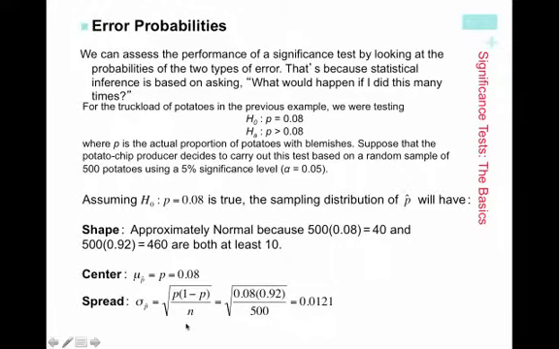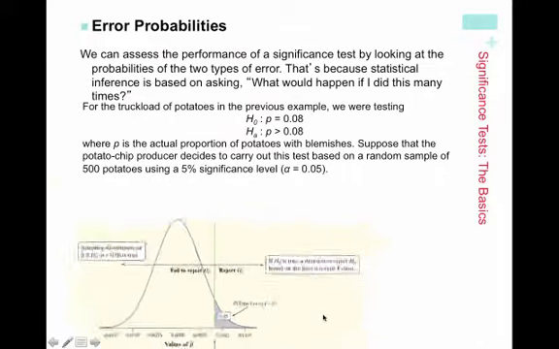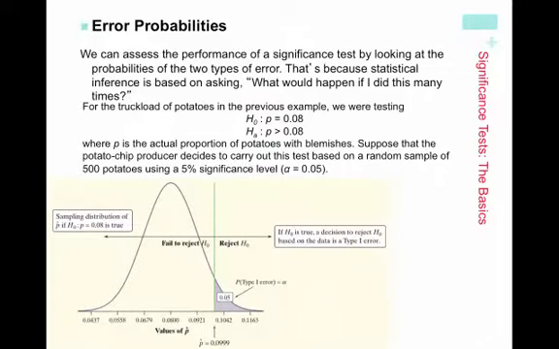And we should be making sure that our condition for independence holds true also. Have we met the 10% condition? Yeah, there's more than 5,000 potatoes in the world. So our standard deviation is 0.0121. So we're normal, we've got a center, a mean of 0.08, and a standard deviation of 0.0121. So what we get is a normal distribution that looks like this. The sampling distribution of p hat if the null hypothesis is true. So notice the null hypothesis is right here in the middle.